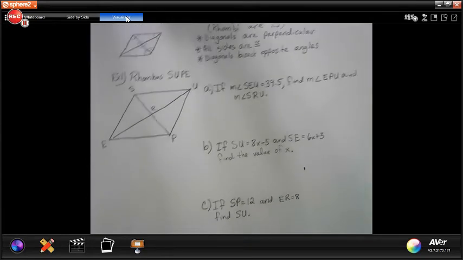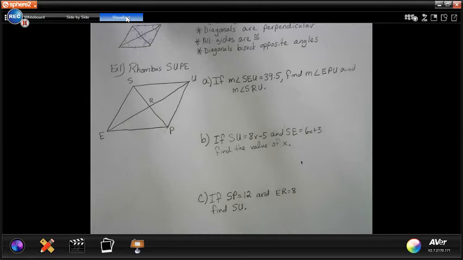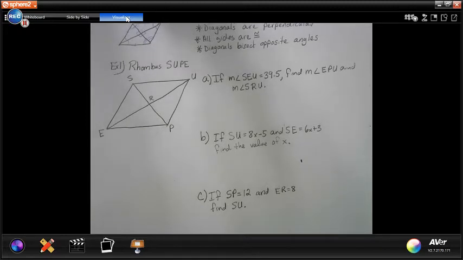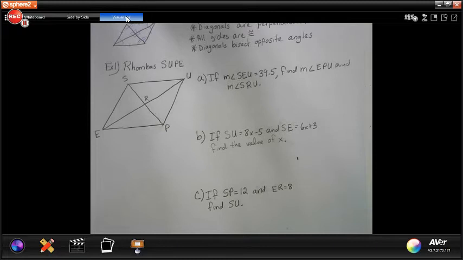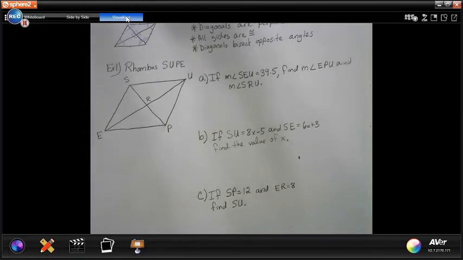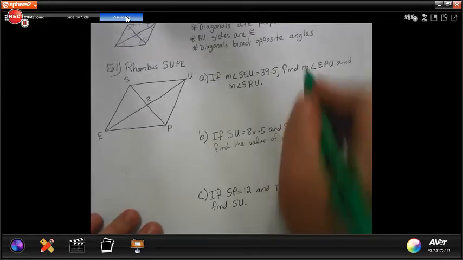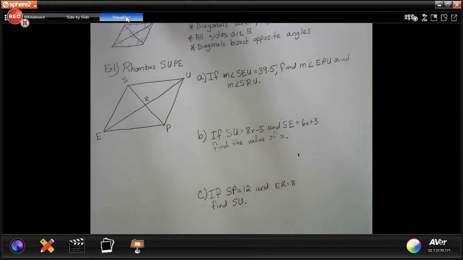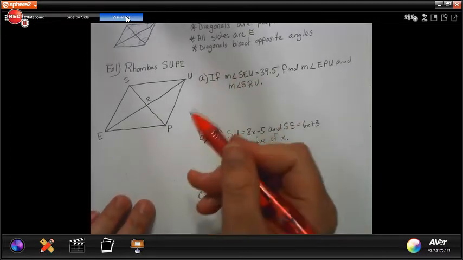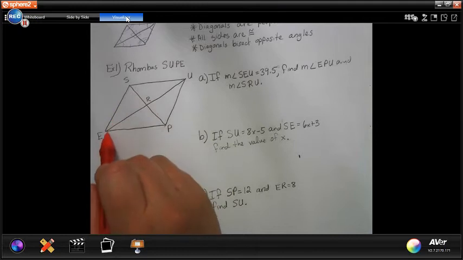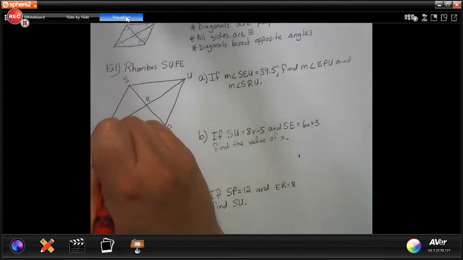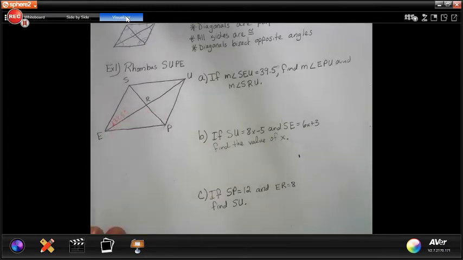Okay, so rhombus S-U-P-E, it's super. So it's a super rhombus. So it says measure of angle SEU is 39.5. I forgot to write degrees. I think my green is getting low. Alright, so SEU is going to be right here. That is 39.5 degrees.